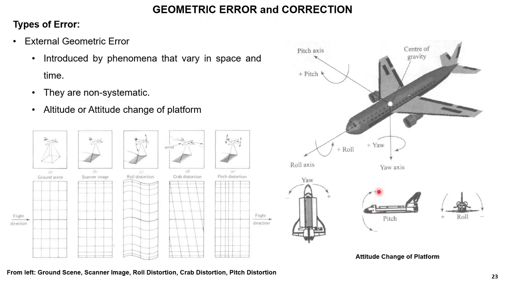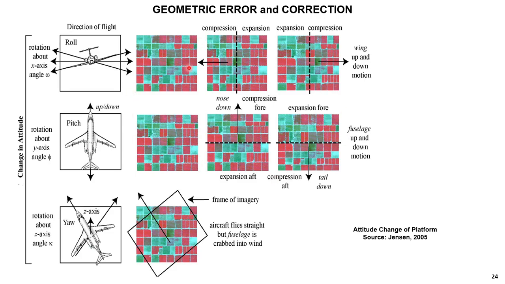And if the satellite moves forward or backward with respect to the flight direction, the line of flight, it will produce a compressed or expanded image like this. You can see more in detail in this particular image. If it rolls to the left, in the direction in which it is rolling it will have a compression, and the other end will have the expansion. This is when it rolls to the left, and this is when it rolls to the right.